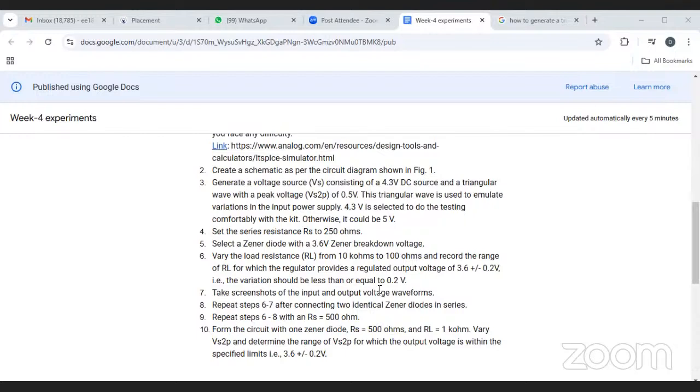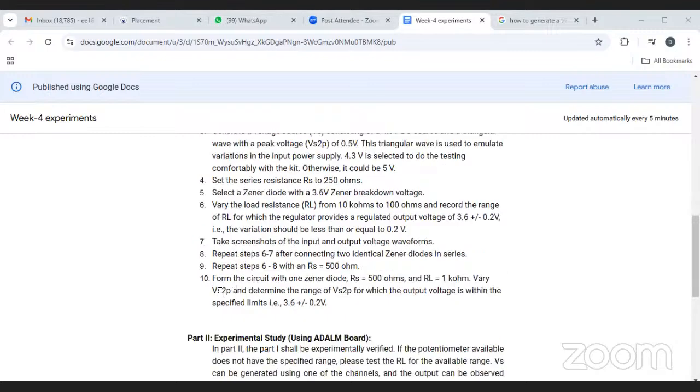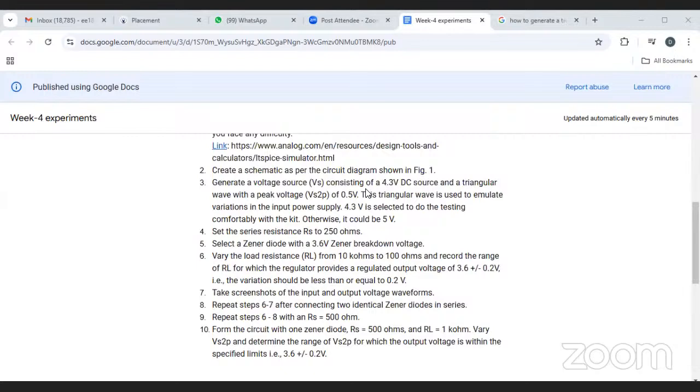Okay, ma'am. And for the 10th question, we have to vary the voltage source, no, ma'am? Not that one, the 10th one. It has been said that we vary VS2, right? That VS2 is 0.5, right? Ma'am, you got my point.